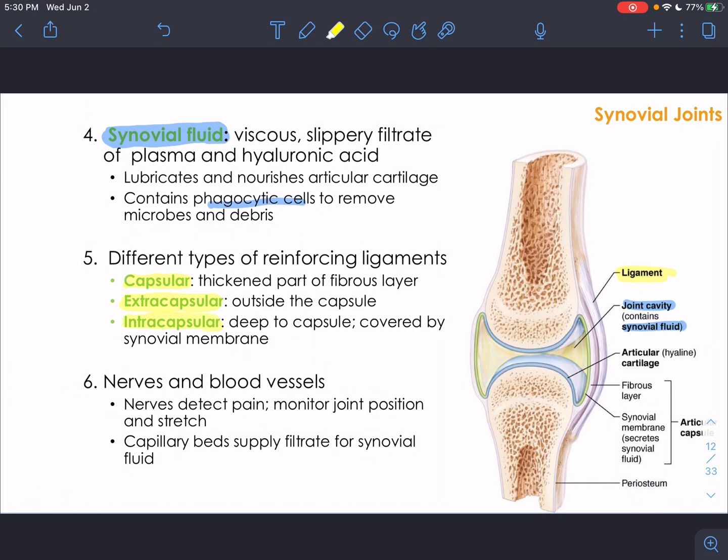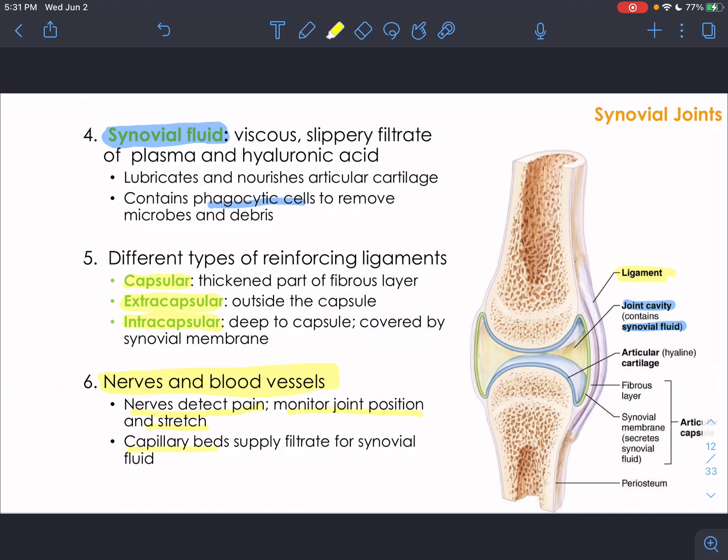Okay, and finally, in synovial joints, we are going to have a number of nerves and blood vessels innervating. So nerves are there to detect pain. They also monitor joint position and stretch. So our ability to know where our body is in space. If we know our arm is bent, knowing that we should straighten it to reach something, or vice versa, we know our arm's straight and we need to bend it this way to grab something, is due to those nerves that are monitoring the position of our joints.